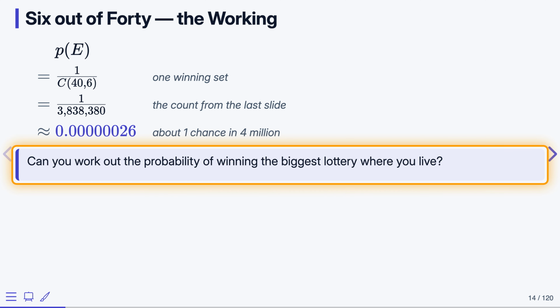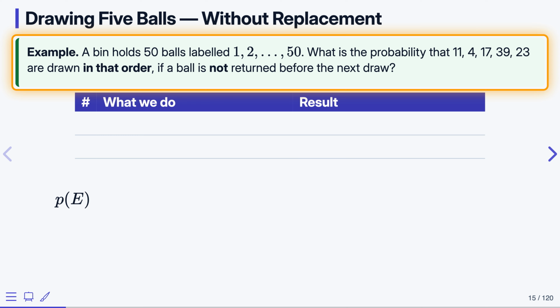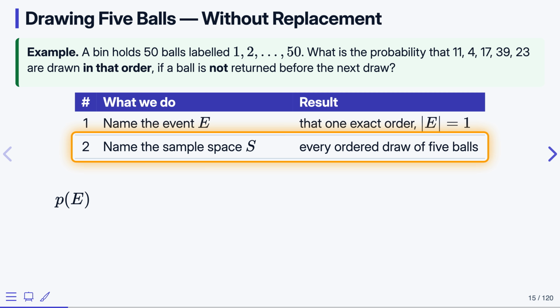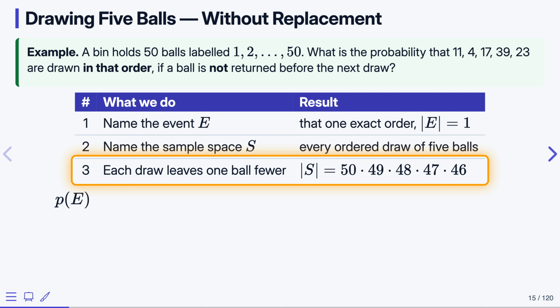A bin holds 50 balls. We draw 5 of them in one fixed order, and no ball goes back in the bin. Step 1. Name the event. It is that one exact order, 11, 4, 17, 39, 23, so the size of E is 1. Step 2. Name the sample space. It is every ordered draw of 5 balls. Step 3. The first draw has 50 balls to choose from. The second has 49 because 1 ball is gone, then 48, 47, and 46.